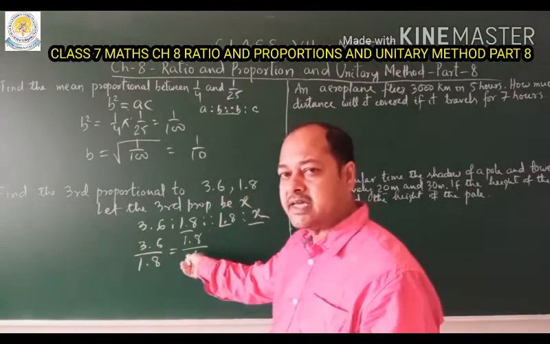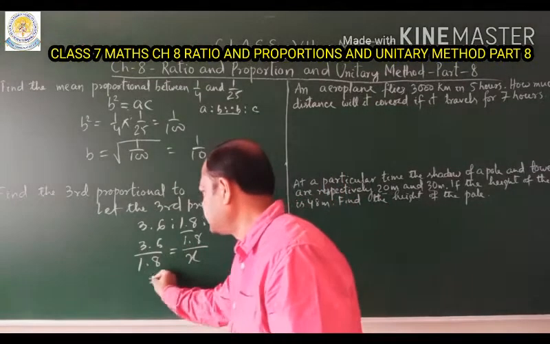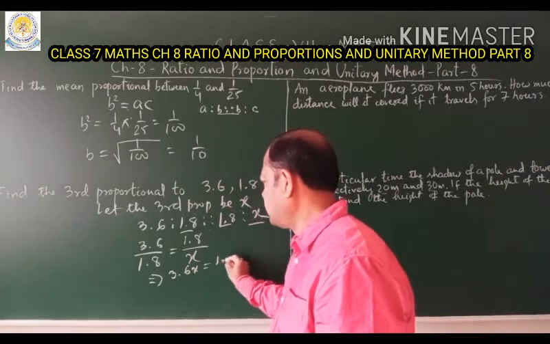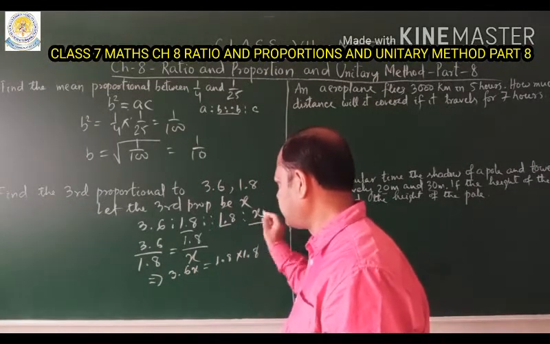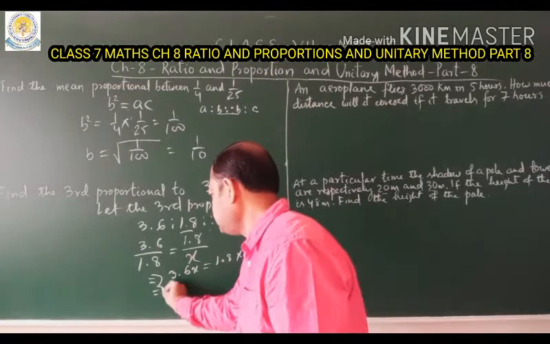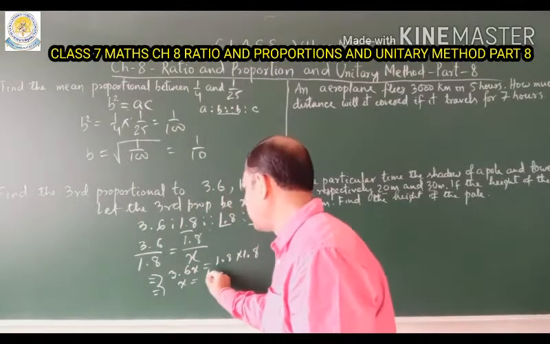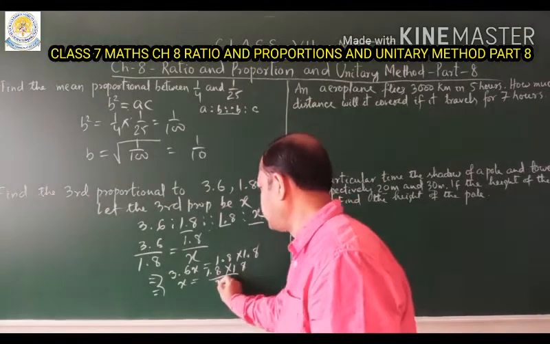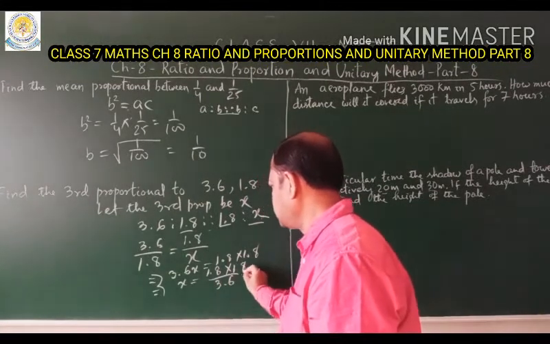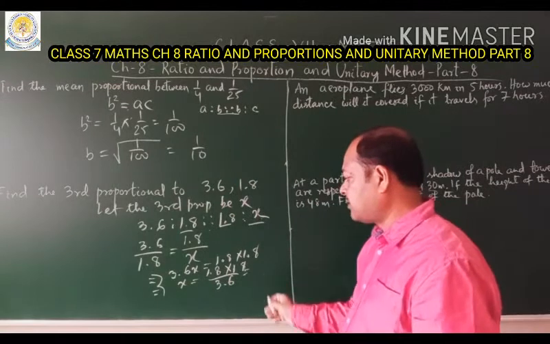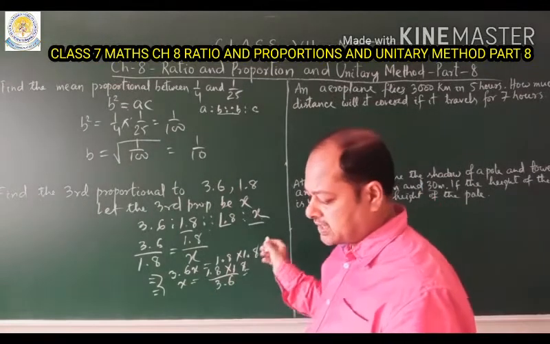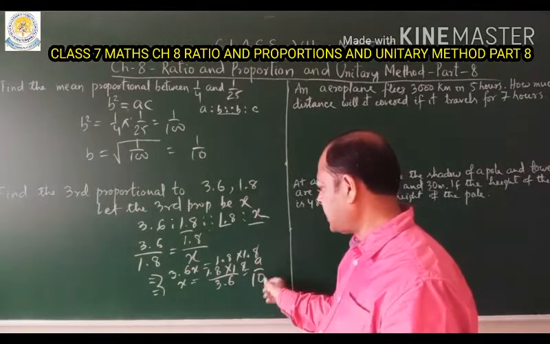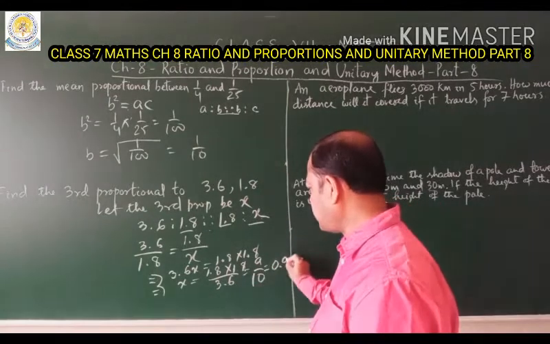How much is x? Find it by cross multiplying. 3.6x equal to 1.8 into 1.8, or x equal to 1.8 into 1.8 upon 3.6. After solving we get 9 upon 10. So after simplifying you get 0.9.